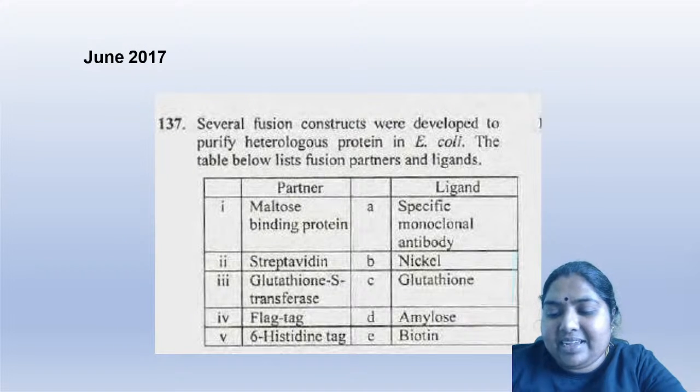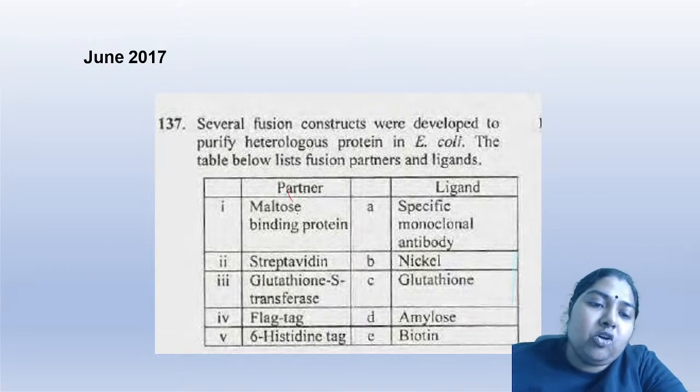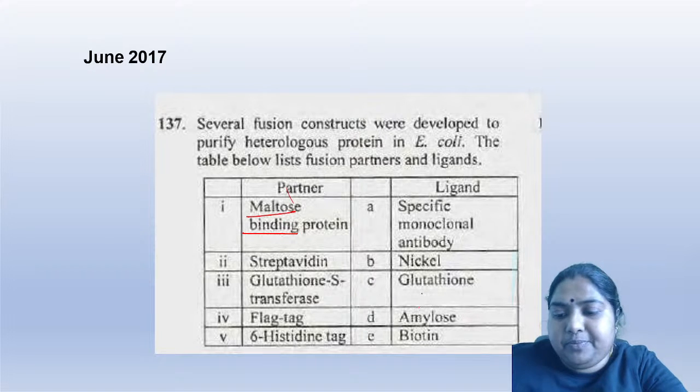Okay, so the next question is pretty simple. Several fusion proteins were developed to purify an E. coli protein. So this list is telling us something. Maltose binding protein, where will it bind? Be quick.